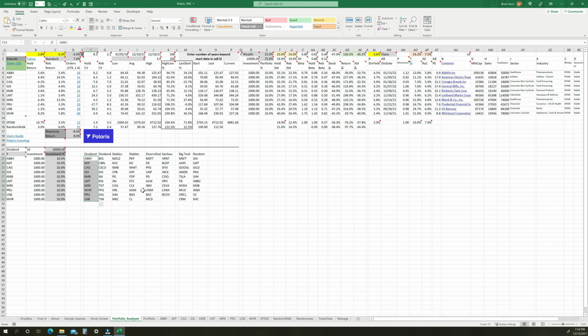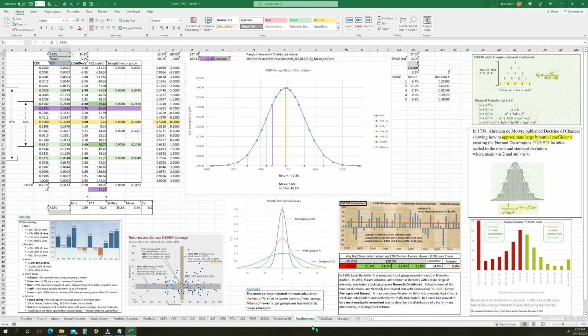This is why back in this Portfolio Analyzer worksheet, this area here is called out because it's showing for each ticker what the difference is between the high and low price and the difference between the first and the last price. The last worksheet to discuss is the Randomness Worksheet.